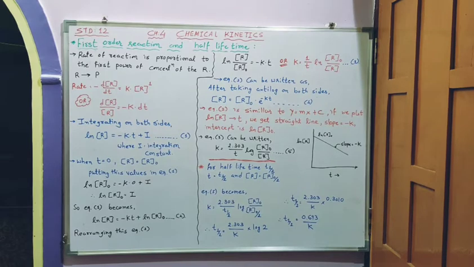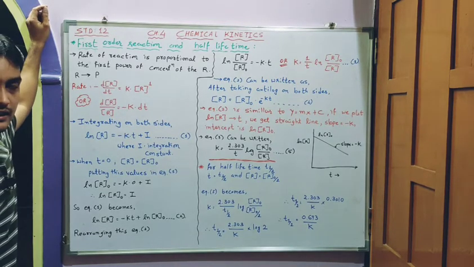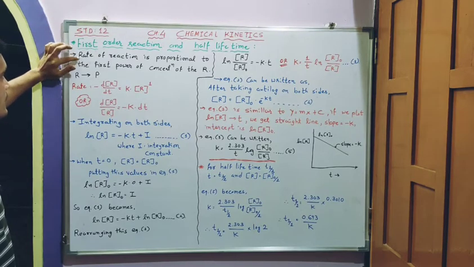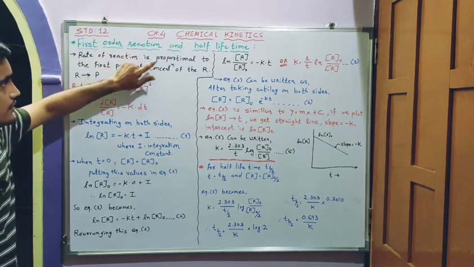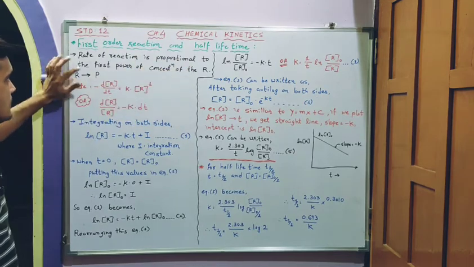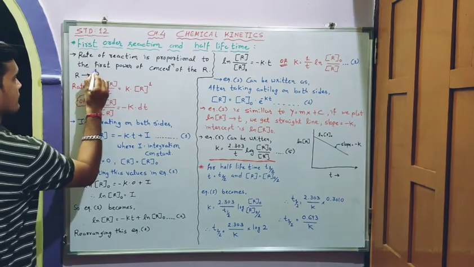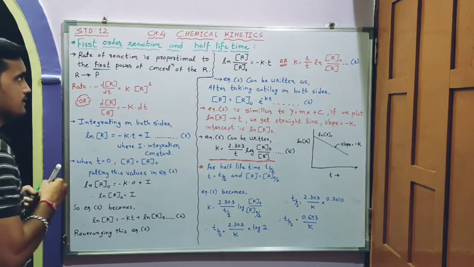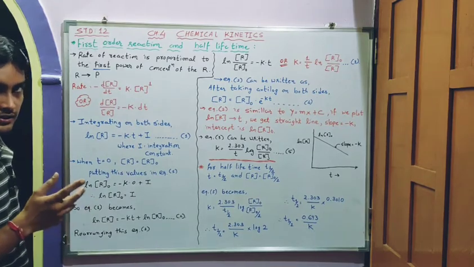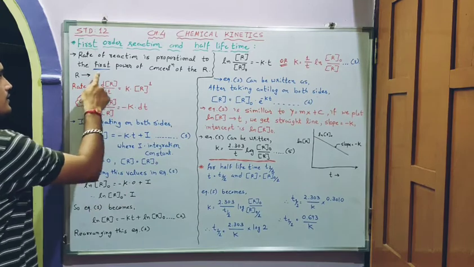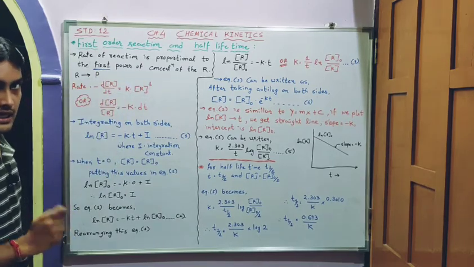Now for a first order reaction and half-life time for first order reaction, this is again a similar question. So you have to change only one thing in the starting of the theory: rate of reaction is directly proportional to the first power of concentration. This is replaced from the above theory. In the previous theory, there is a zero power of concentration of reactant R. In this theory, first power of concentration of R.